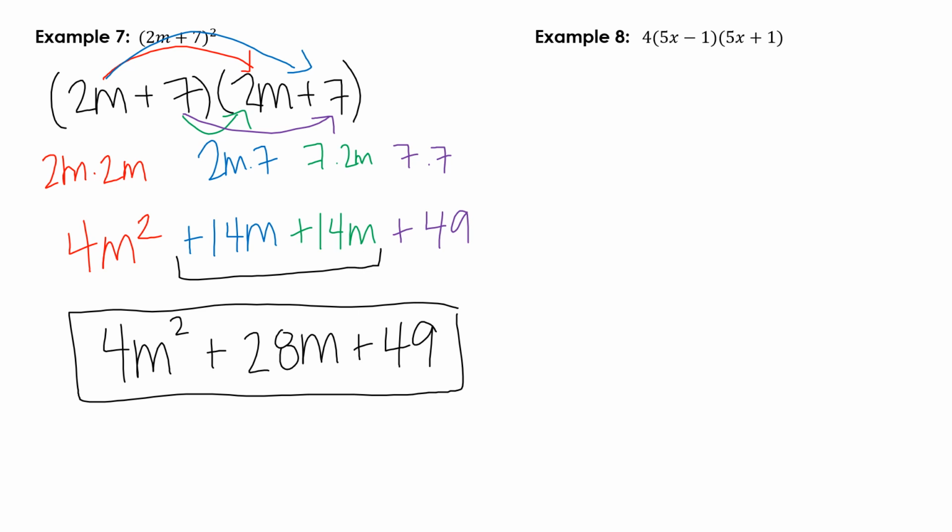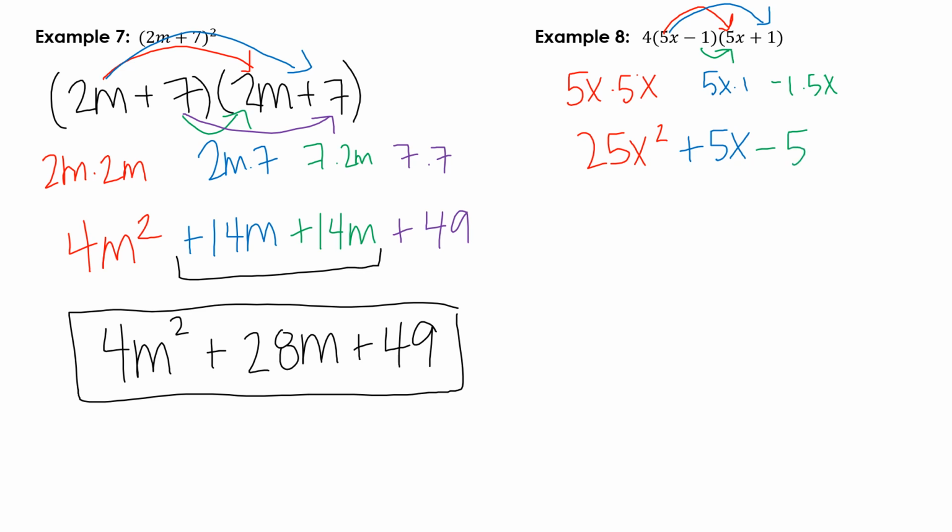So I would start with just foiling the 5x minus 1 times the 5x plus 1. So multiplying 5x times 5x would give me 25x squared. 5x times positive 1 is positive 5x. Negative 1 times 5x is negative 5x. And then negative 1 times positive 1 is negative 1.